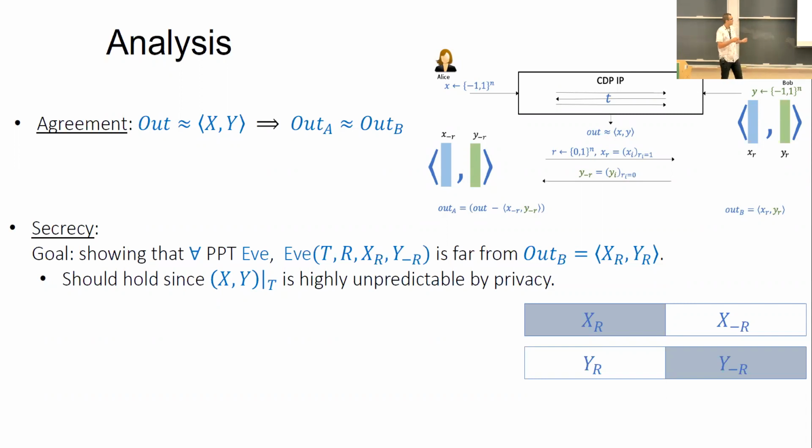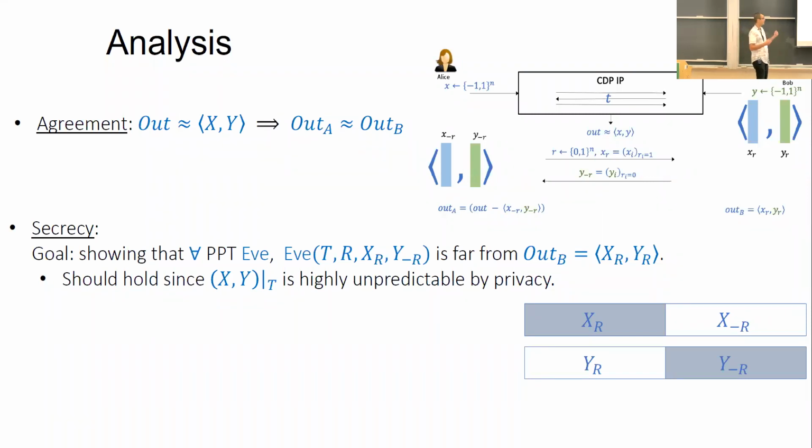And therefore, what Eve sees is x_r and y_{-r}. We want to claim that because Eve doesn't see y_r and doesn't see x_{-r}, she cannot compute the inner product of this part and not of that part. This is what we want to claim. But this is a little bit subtle, it's not that simple.